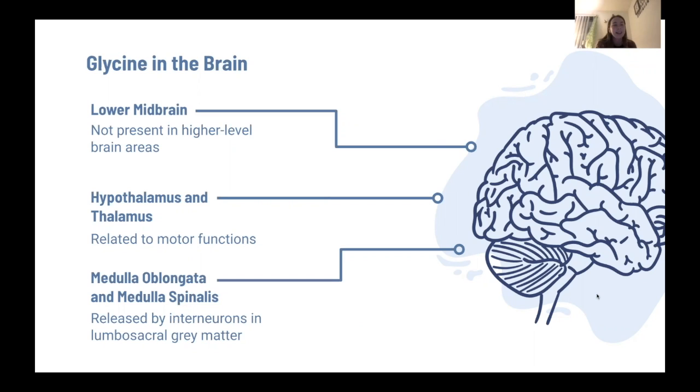And it's also found in the hypothalamus and thalamus, and this is where it controls voluntary movement, and it also responds to afferent signals, which are signals coming into the brain. And lastly, it's found in the medulla oblongata and the medulla spinalis, which is the spinal cord. And here it's released by interneurons in lumbosacral gray matter. And in these areas, it controls spinal cord reflexes.